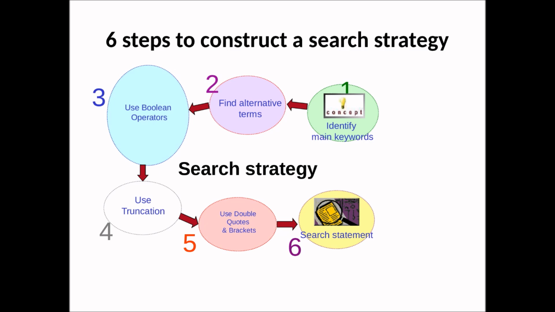There are 6 steps to construct a search strategy. Step 1 is to identify the main keywords of your project or assignment topic. Step 2 is to find alternative terms of the keywords that you have identified. Step 3 is to use Boolean operators AND, OR, and NOT to broaden or narrow down your search. Step 4 is to use truncation to find variations of a root word. Step 5 is to use double quotes for phrase searching and brackets to nest the search. Step 6 is your final search statement after you have put together all the search strategies.